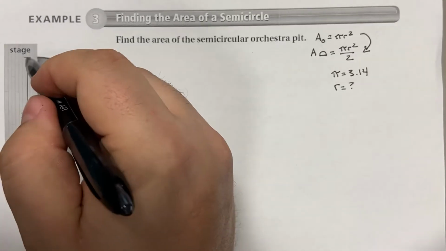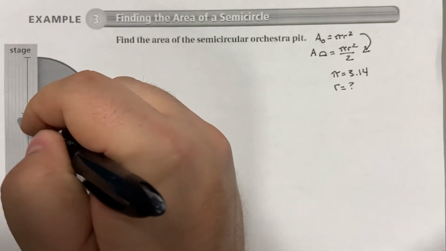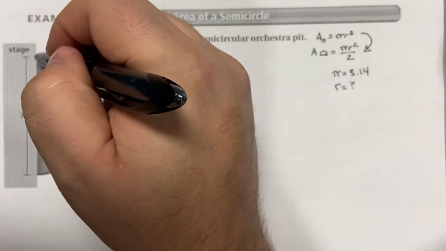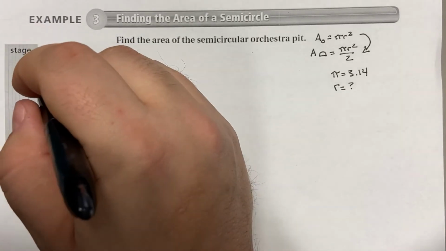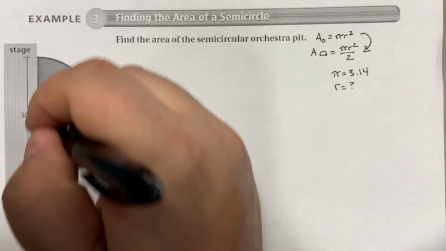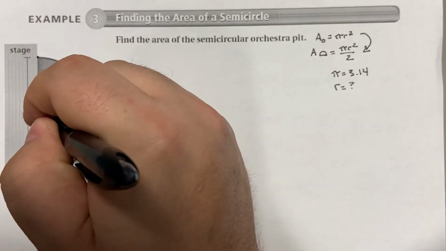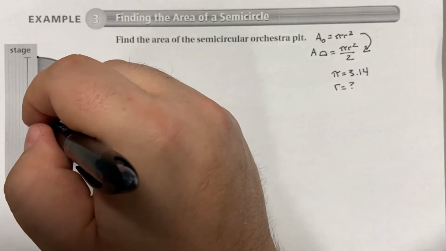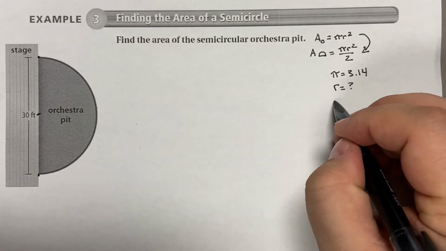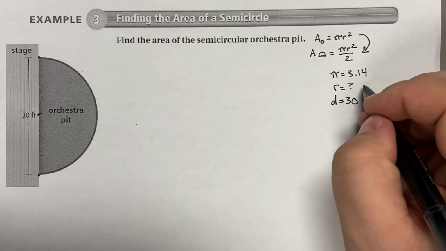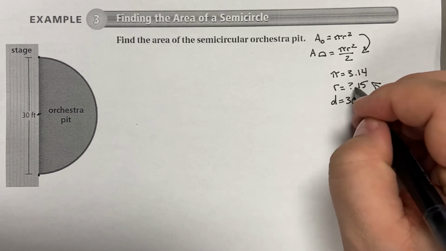Well, I can look over here and I notice that the line that goes from one side of our circle through the other is 30 feet. I'm also being told this is a semicircular orchestra pit, which means it's half of a circle, so the measurement from one side to the other through the middle, our diameter, is the length it's giving us, which is 30. That means I have to divide by 2 to get our radius, which is 15.